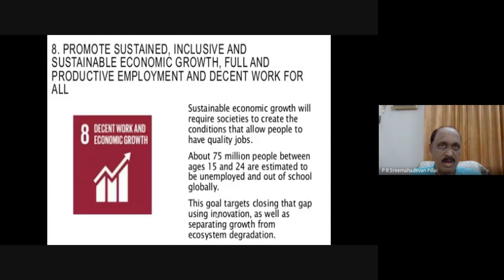But now it is not 75 million. It has gone to hundreds and hundreds of millions. And I think by the end of this lockdown and COVID period, around 1,000 million people in the world will be jobless. These are rough estimates, but it can be. Okay, next one, please.